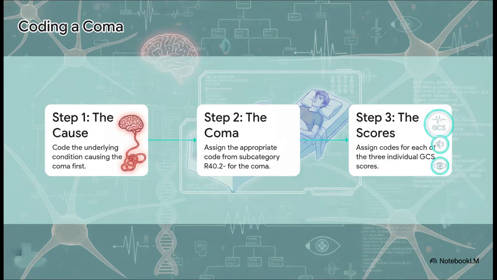This is a sequence you just have to memorize. It's like a recipe. You have to follow the steps in order. Step 1, you code whatever caused the coma, like a head injury. Step 2, you assign the code for the coma itself. And finally, step 3, you add those 3 separate codes for the GCS scores: eye, verbal, and motor. It's a whole package deal.